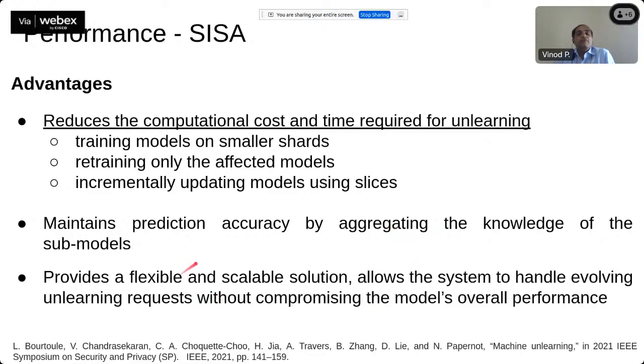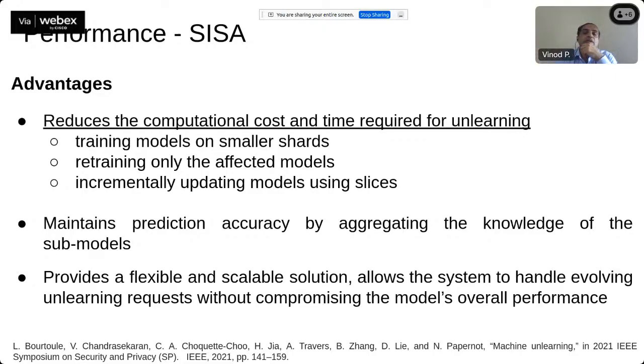Also, it is a flexible and scalable solution, because let us say we want some more data, new evolving data that has to be added to our architecture. What we do is create a new shard, train a new submodel, and pass the output to the aggregation function.